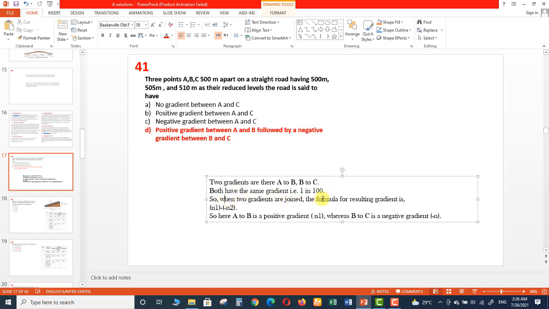So we have a formula for a resulting gradient, which is positive gradient of n1 minus negative gradient of n2, which means that between A and B the gradient is positive, and between B and C it's the second gradient, which is negative. So here A to B is positive gradient, which is n1, and B to C is the negative gradient, which is minus n2. So hence option D for this question is the right answer.